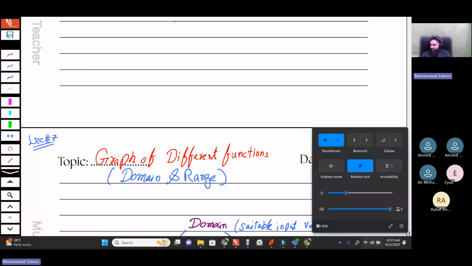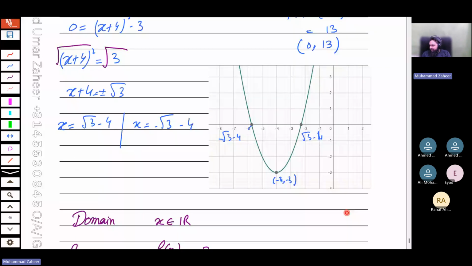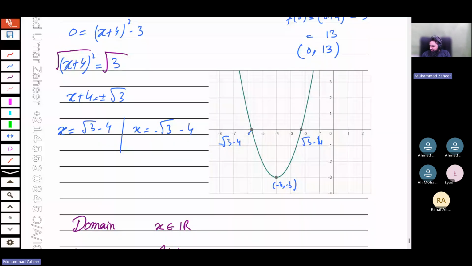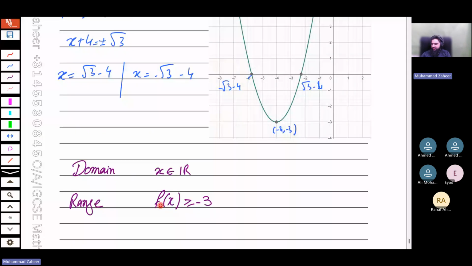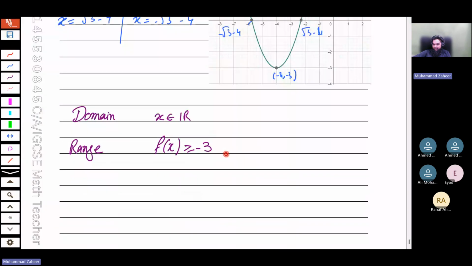So that's why, look at here. We are talking about the quadratic graph. This is the turning point, and the graph is upright. So we have to take all the values that are greater than -3, because you will not get any value lesser than -3. The y-axis is basically your range line, and the x-axis is basically your domain line. So all the values greater than or equal to -3 are the range of the function.